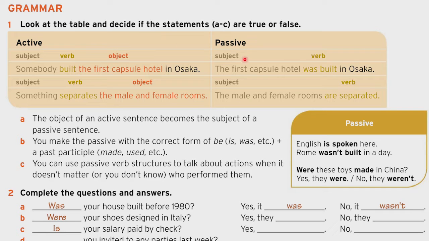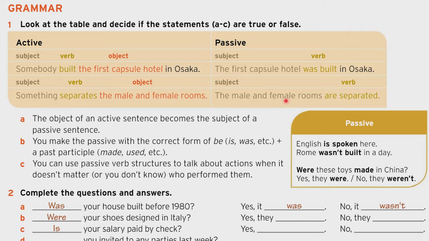How is it? For example, instead of saying somebody built the first capsule hotel in Osaka, we have the first capsule hotel was built in Osaka. What is the difference that you can see here? Well, that we're using the object as a subject, right? The first capsule hotel will be the object of this sentence in the active sentence, but in the passive, it will be the subject. Here, the male and female rooms is the object, but now we're using it as a subject, the male and female rooms.